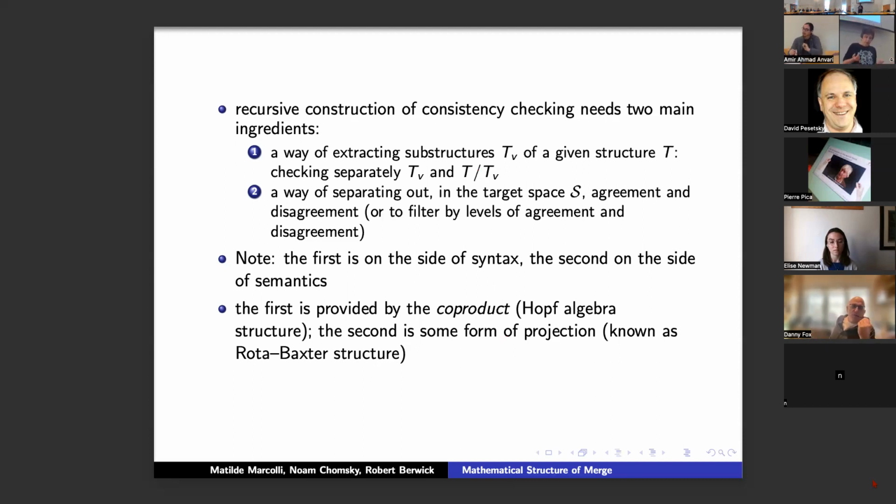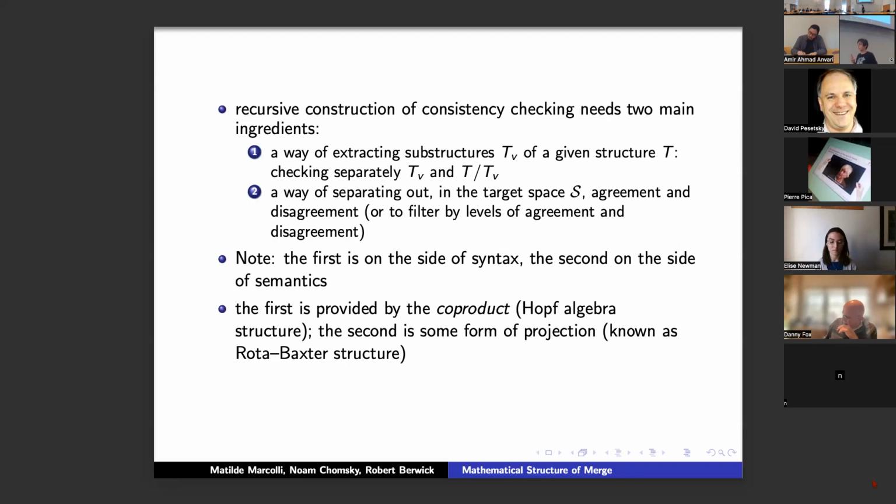Okay. There's another thing that you want, which is in your target space where your evaluation or your assignment of semantic values is taking place. You want there to have a way to separate out or to filter, by some threshold or something, agreement or disagreement. So that you can say, when I check over substructures, it's okay, it's not okay. Well, there's consistency, there's no consistency. So you want to have a way in your target space to separate out consistency and non-consistency, or agreement and disagreement, something like that. Okay.